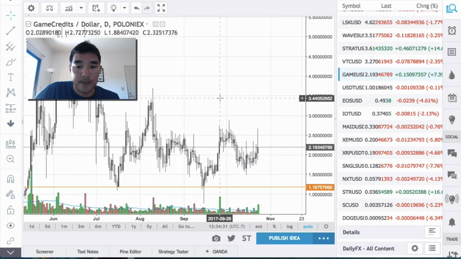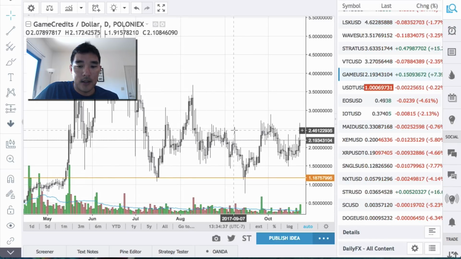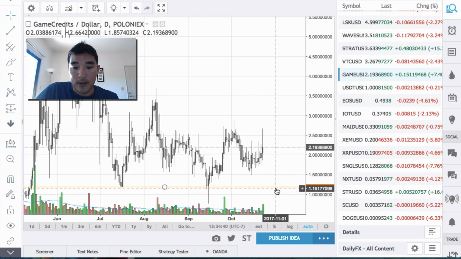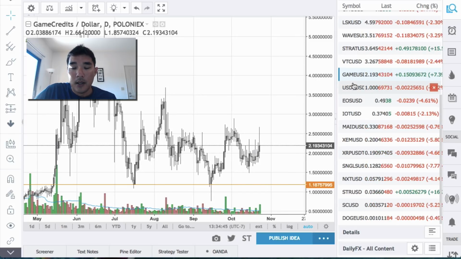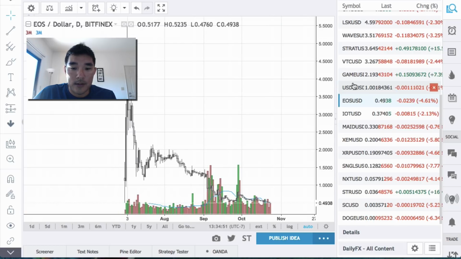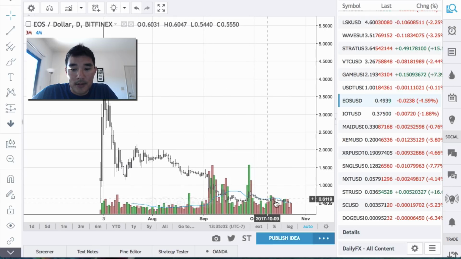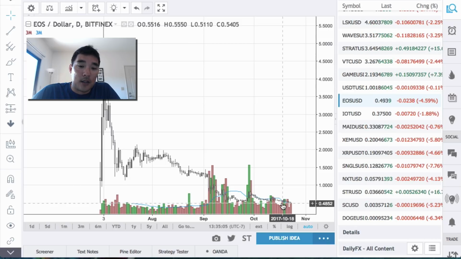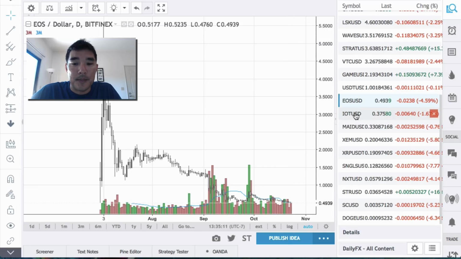This is Game Credits, I believe. Yeah, Game Credits. This could be just a really wide base over here. So getting in at $1.18 could be a good deal there if you think Game Credits has a future. Tether, okay, Tether is not going to have any of that because it's going to be about $1 all the time. This one, EOS. This is actually a really bad sign because it's spiked up and then it's continuing to fall. So there might not be any good fundamentals behind EOS. I'll have to do the research. I haven't done any research on this, but that could be a bad sign.